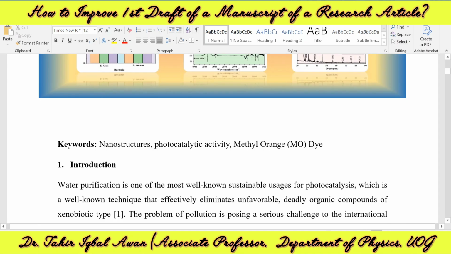In the keywords, I can see there is photocatalytic activity, and that's absolutely fine. Methyl orange dye has been used. So let's write four to six keywords, and you can even use BiOCl or Ag-BiOCl. That's a good thing to use as a keyword.